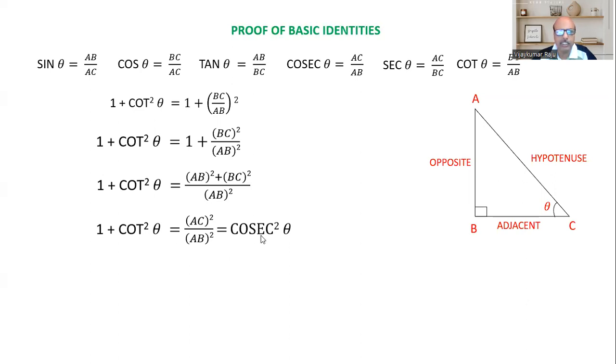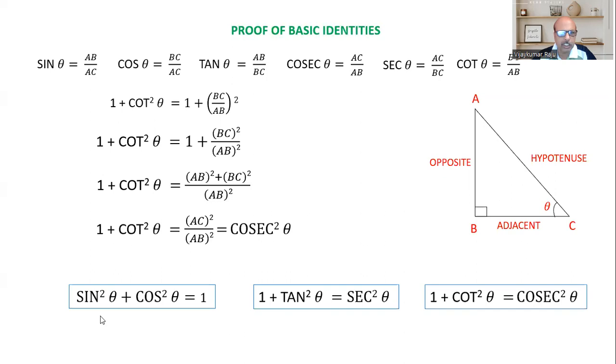So we have learned three identities. These are the three identities which we are learning. Sin square theta plus cos square theta is 1, 1 plus tan square theta is sec square theta, and 1 plus cot square theta is cosec square theta. These are the three basic identities here. Now, these identities can also be written in a different form. So what are the other forms of the basic identity?